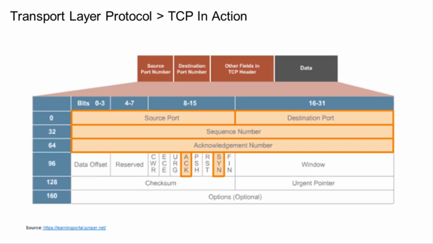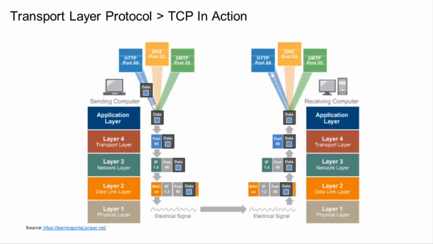Applications that use TCP include HTTP, the hypertext transport protocol that connects the World Wide Web, HTTPS, or secure HTTP, which adds encryption, SMTP, the Simple Mail Transport Protocol, and FTP, the File Transfer Protocol.